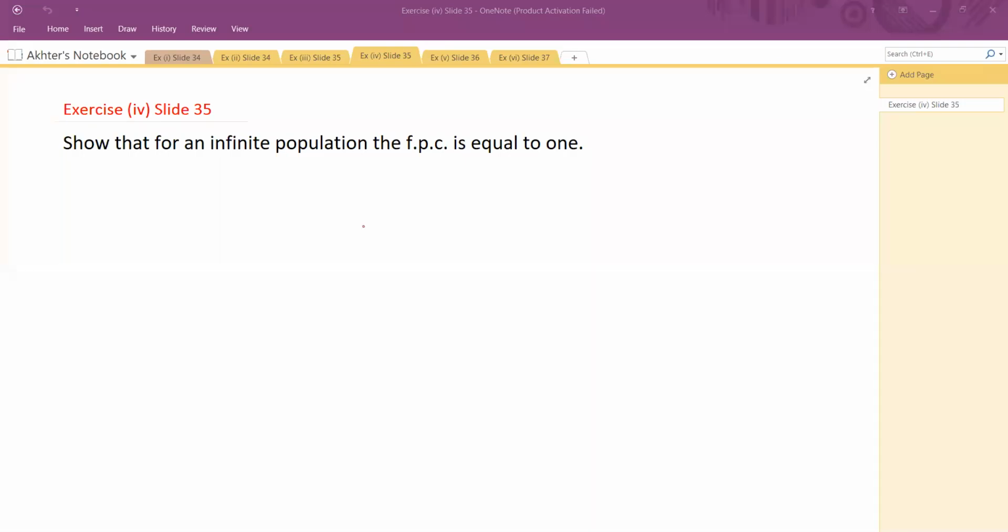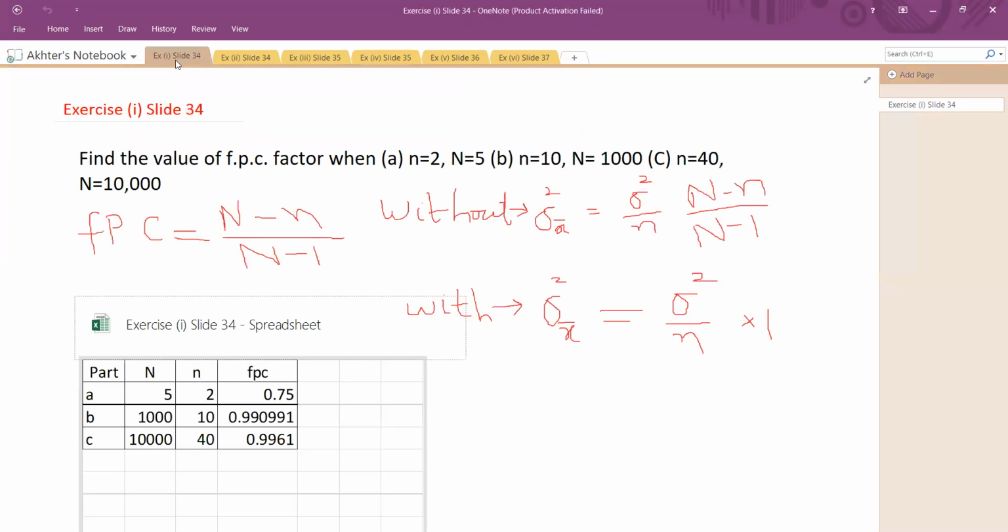In exercise 4 of slide number 35, in the presentation of sampling distribution, we have to show that FPC is equal to 1 for an infinite population. We have done this problem numerically in exercise 1. So you can see in exercise 1 what we did.